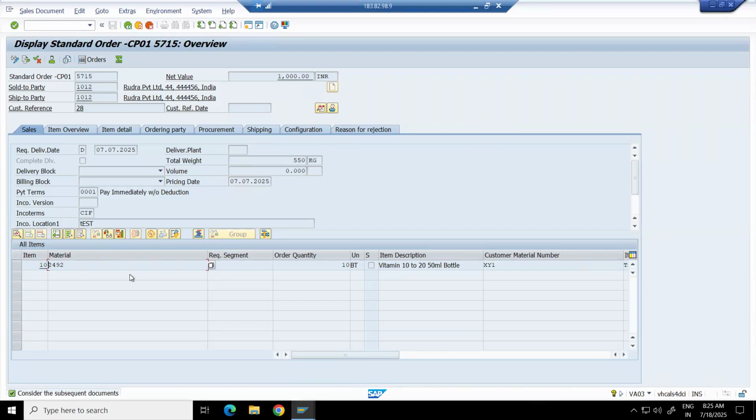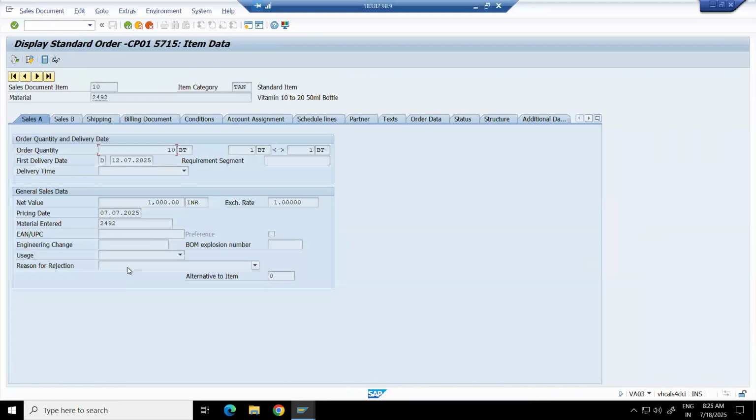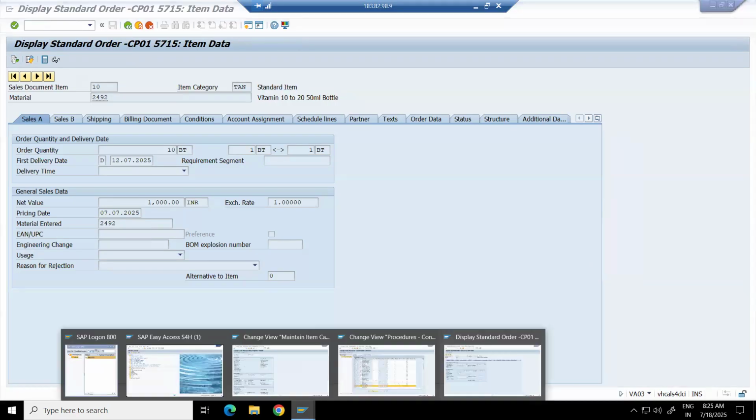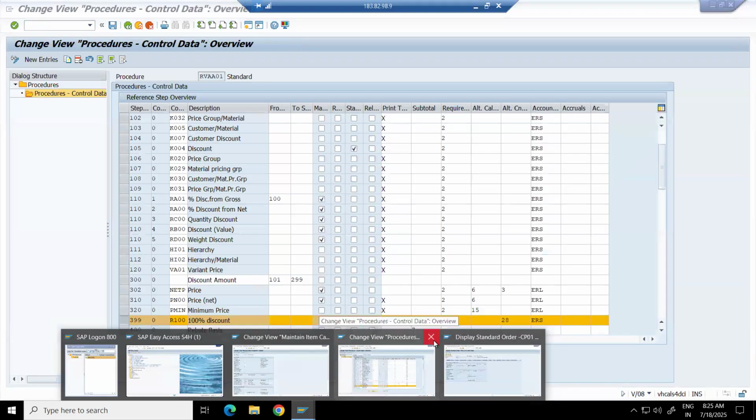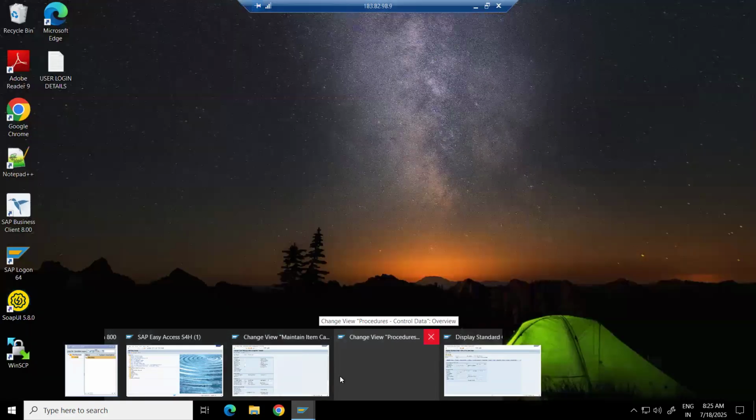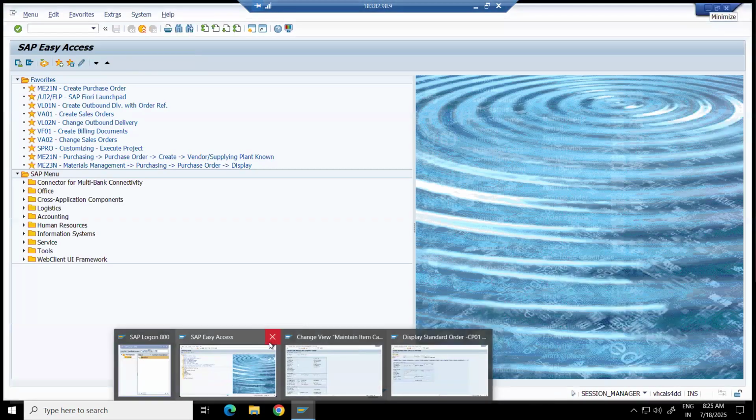So when we are discussing item category, that will always come under the item category level. So we need to double click on the line item. Inside this, you can see item category TAN, standard item. So now the question is how this TAN is coming here. How is the system determining the item category in the sales order? That thing is quite important. We need to understand how the system is triggering that one.